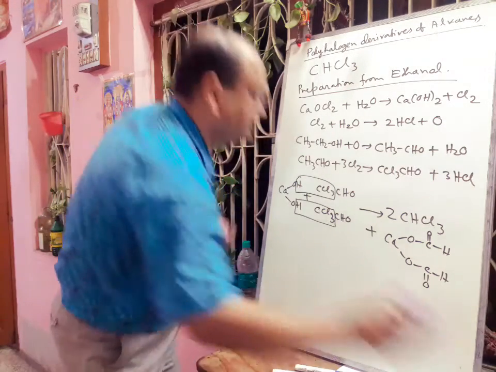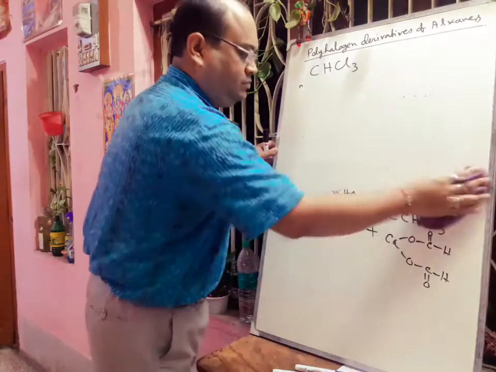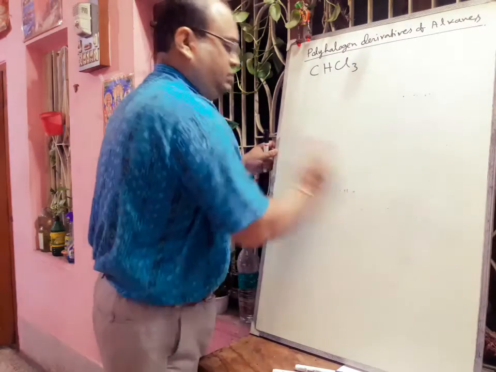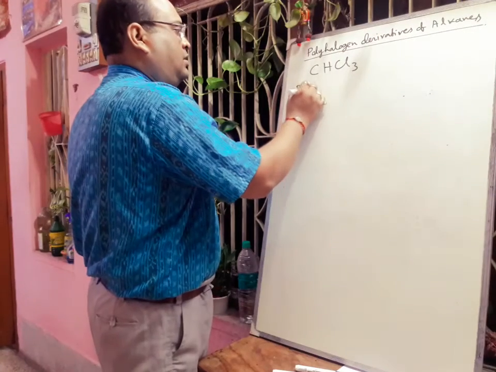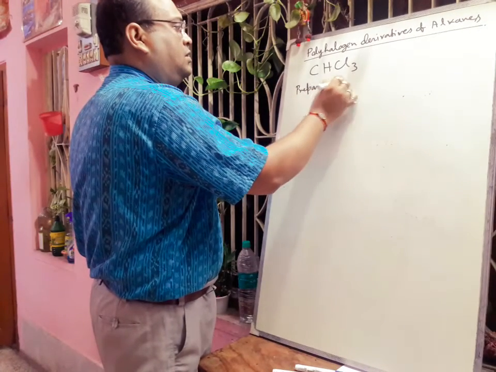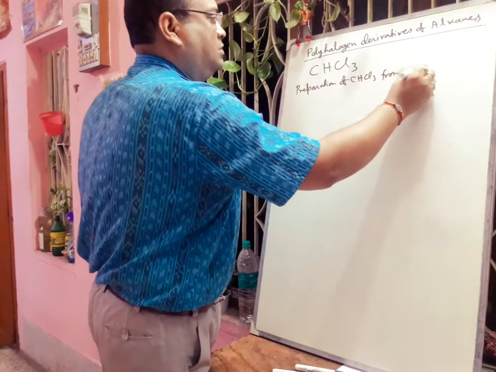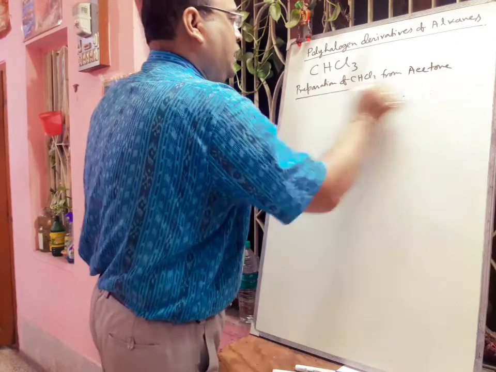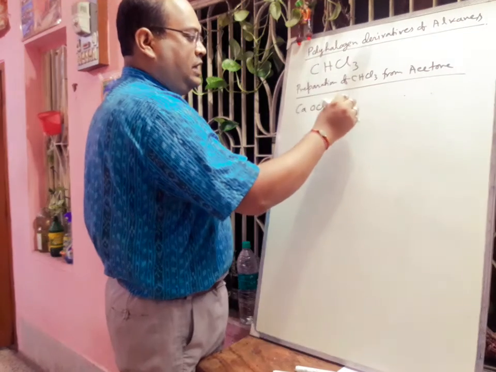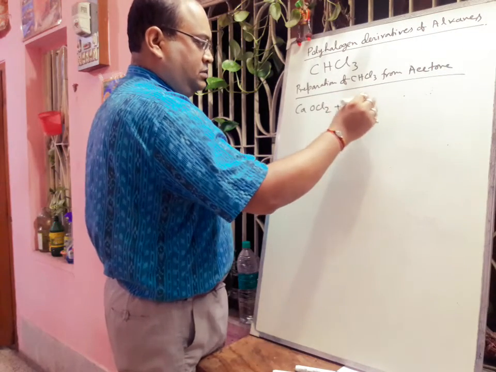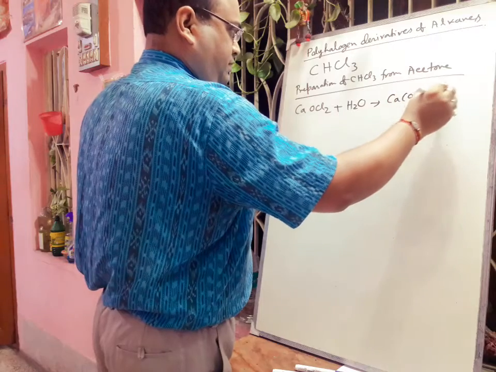Next we will discuss preparation of chloroform from acetone. Here also we have to take bleaching powder first, that will react with water, forming calcium hydroxide plus chlorine.